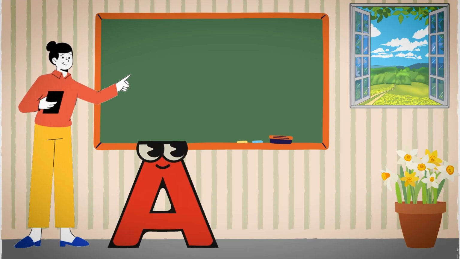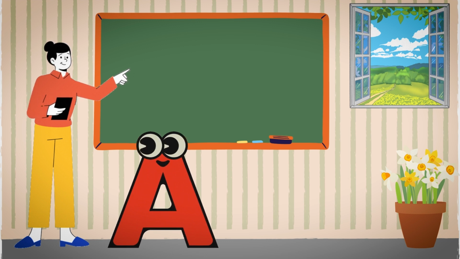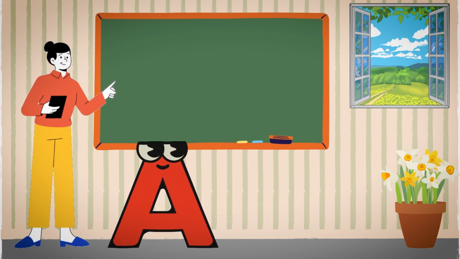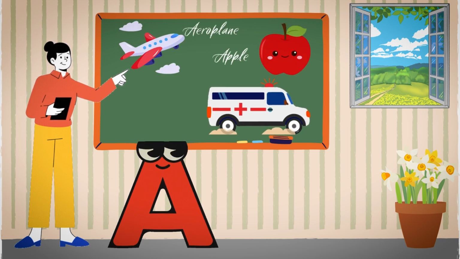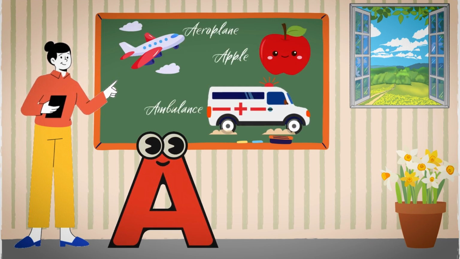Look, what's this? That's right, it's the letter A. Can you say A? Great job. Let's find things that start with the letter A. Airplane, apple, ambulance.